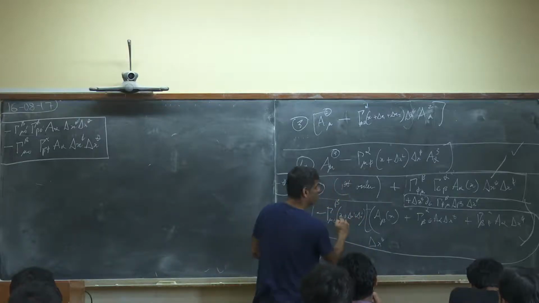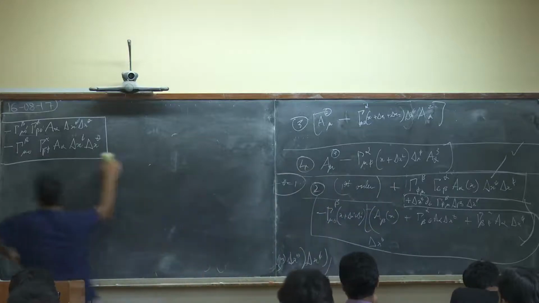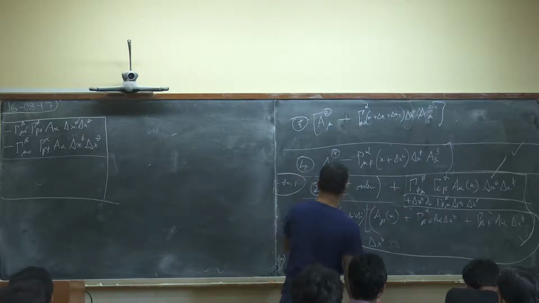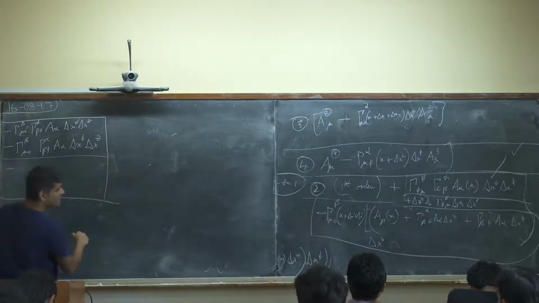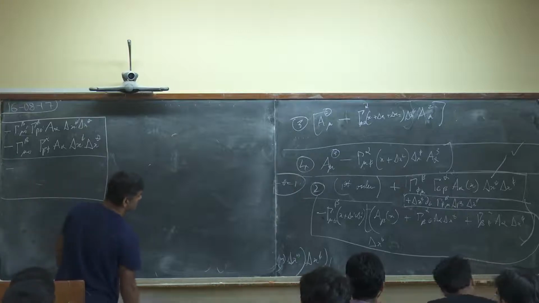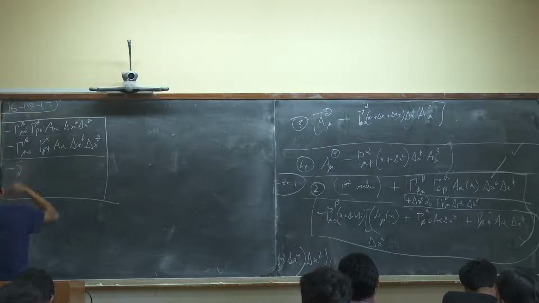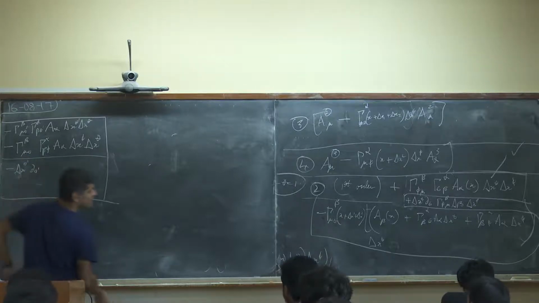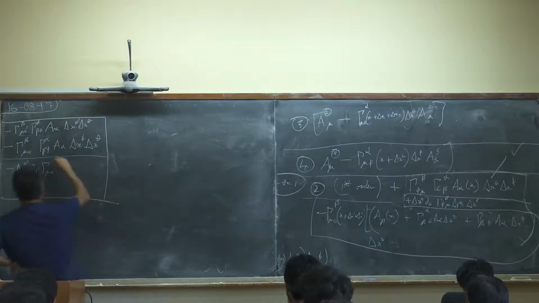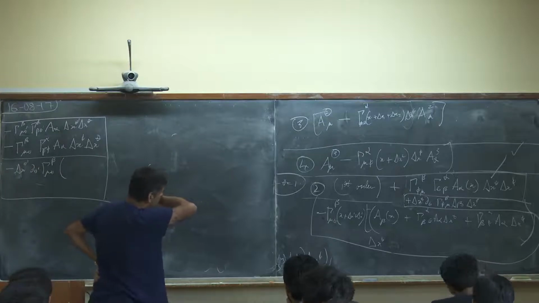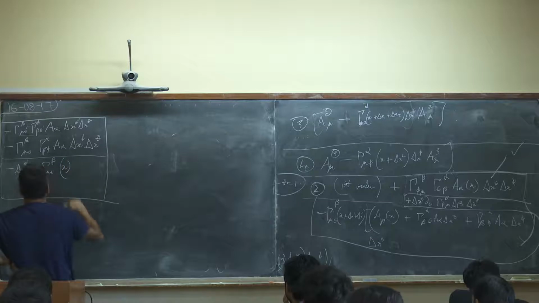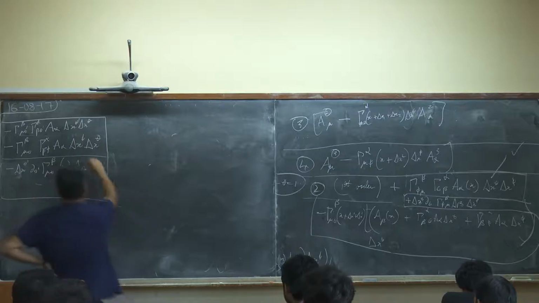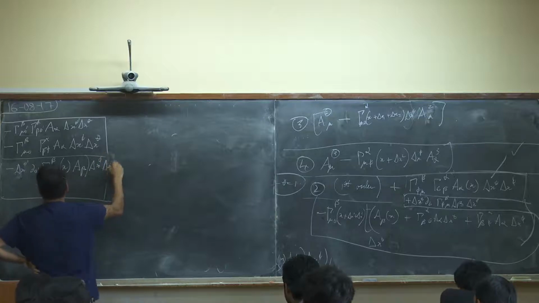Okay, so I have to open out this derivative. So I get minus delta x theta prime del theta prime gamma mu theta beta x A beta delta x phi delta x theta prime.